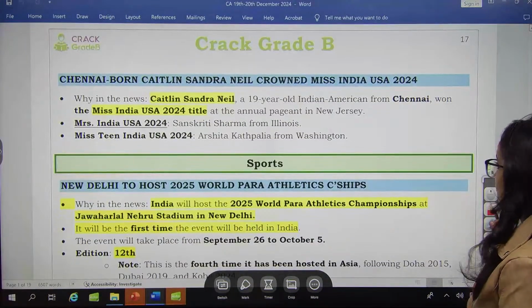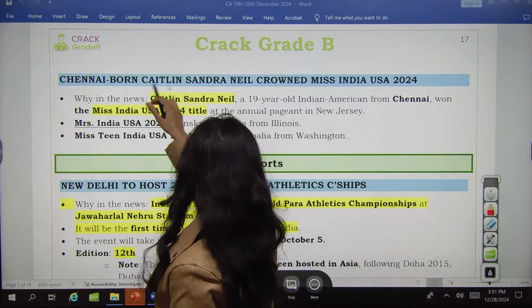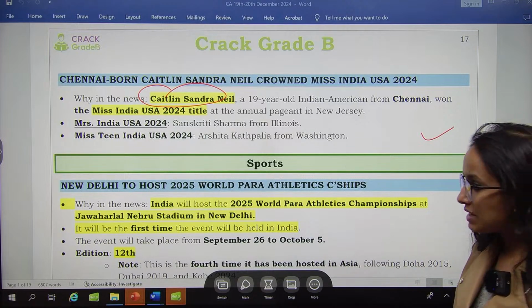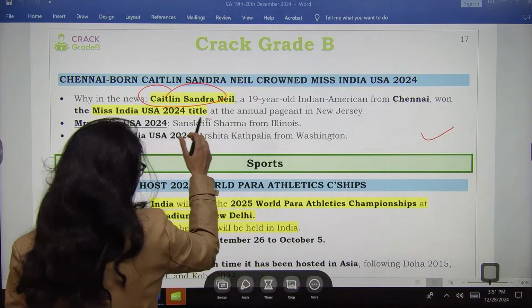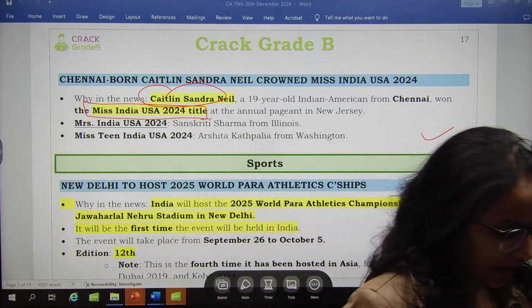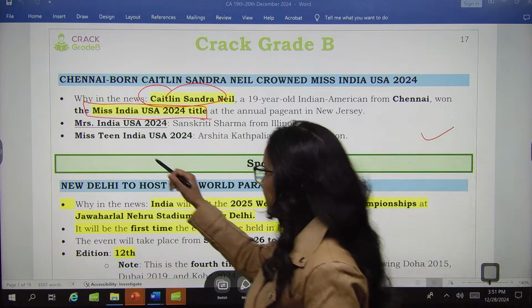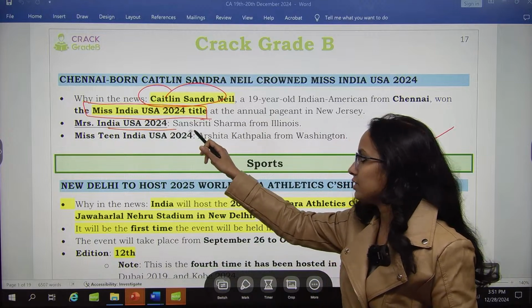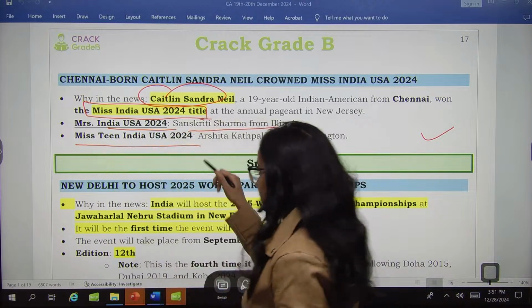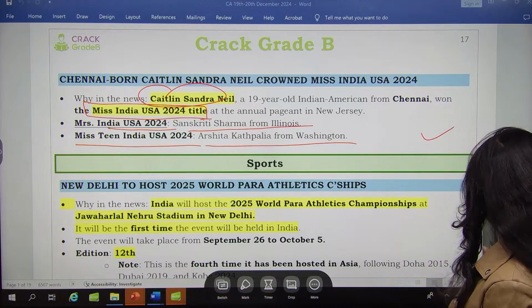Then you have Kathleen Sandra Neal. Kathleen Sandra Neal, 19-year-old Indian American from Chennai, has won the Miss India USA 2024 title. Remember this name as well. Mrs. India USA 2024 was won by Sanskriti Sharma, and Miss Teen India USA 2024 has been clinched by Arshita Katpalia from Washington.